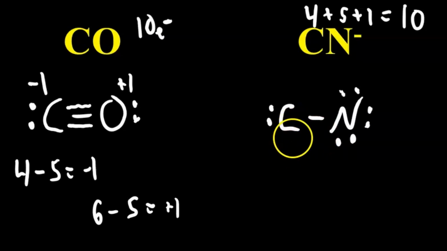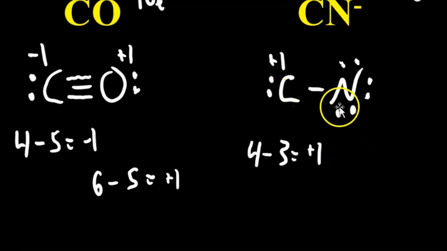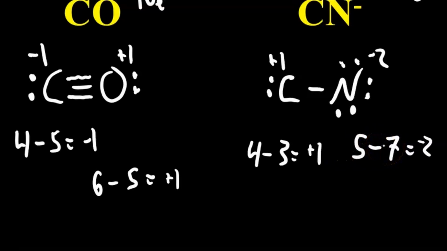Step 3, we'll determine the charge. Carbon, we expect there to be 4. There's 3 owned electrons, 1 from the bond, and these 2. So currently its charge is +1 here. And nitrogen, 1, 2, 3, 4, 5, 6, 7. It has 7 owned electrons. We expect there to be 5, so 5 minus 7, expected minus owned, is -2.